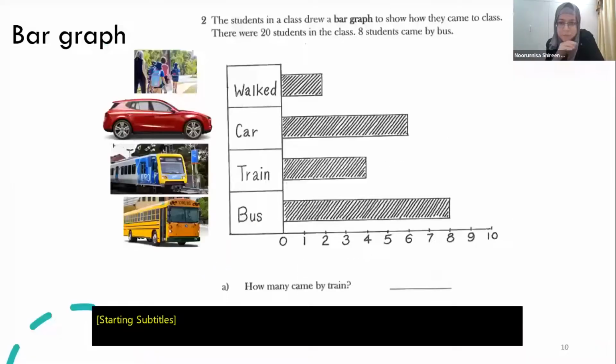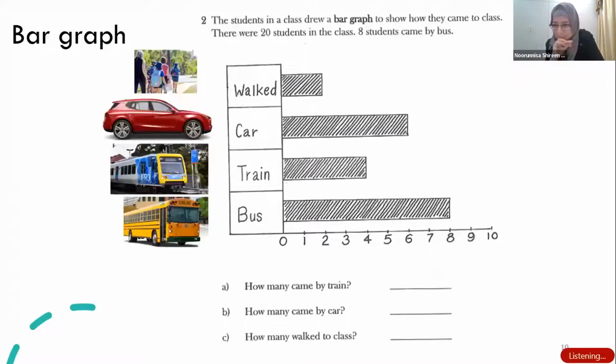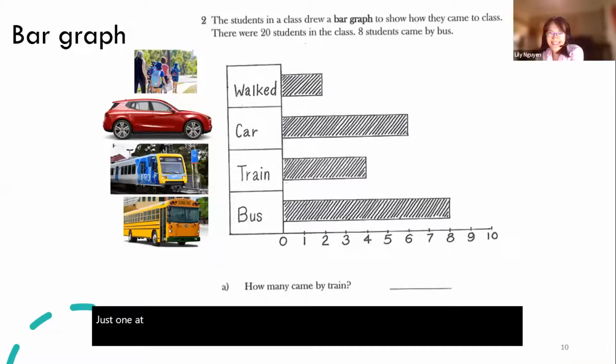Yeah, representation of another way. Yeah, that's all right. Go ahead, go ahead. Just one at a time, please. Lily, go ahead. Or just another way to present data using the bars. That's right, using these bars.